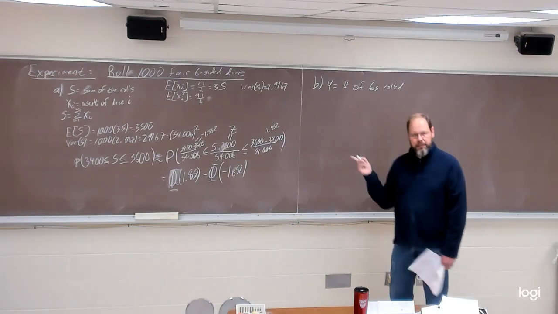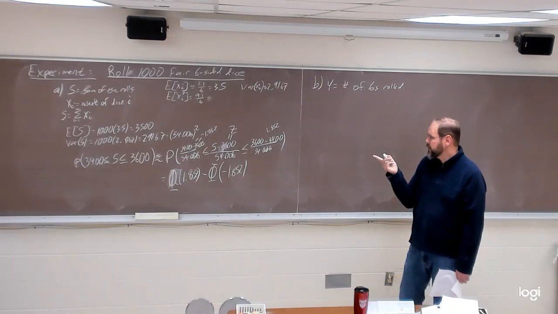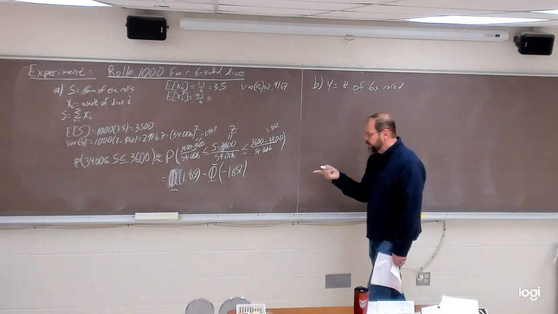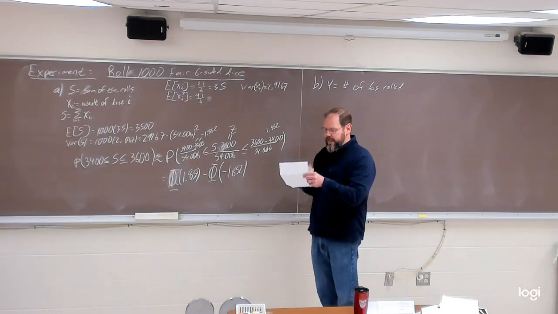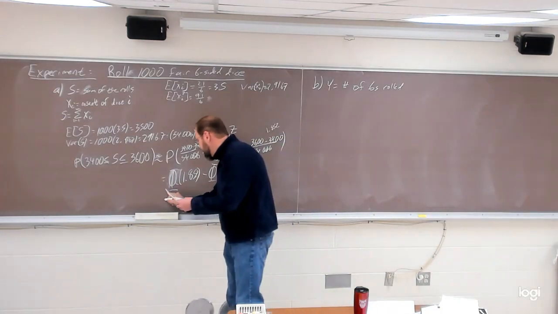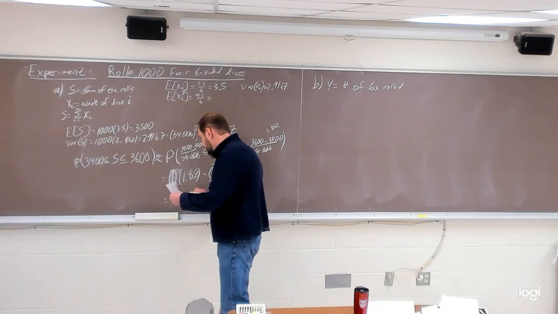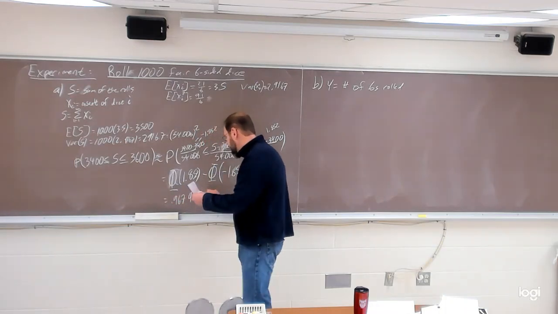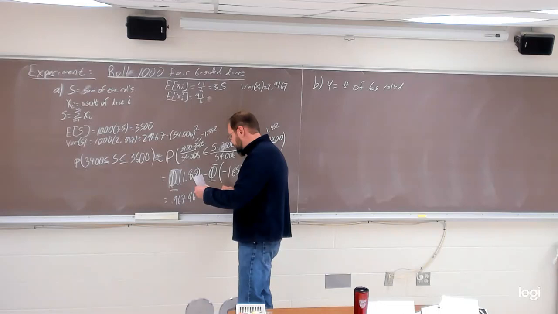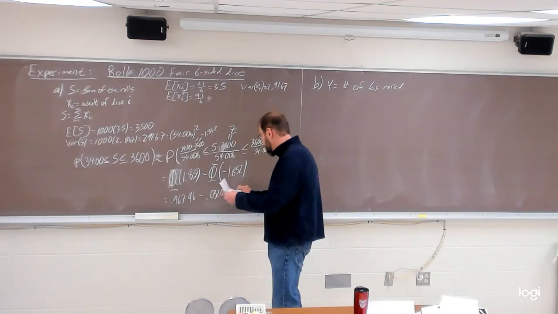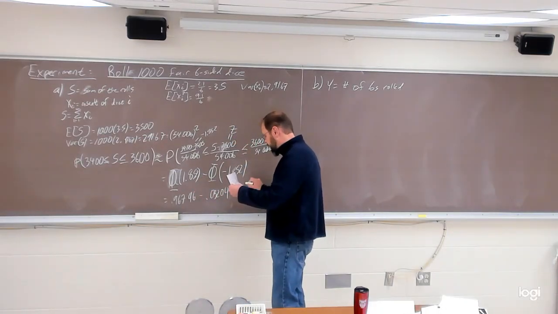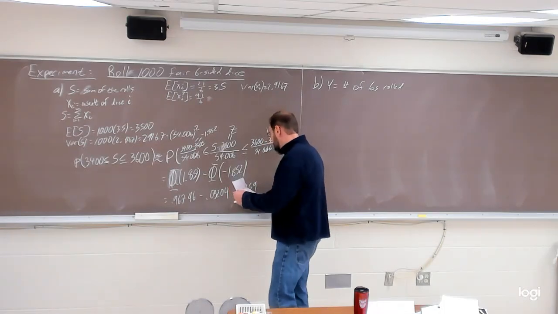And now I go back to my table of values. I start looking up these things off of that table, and I notice I get something like 0.96796 minus 0.03204, which is 0.93592 or something like that.